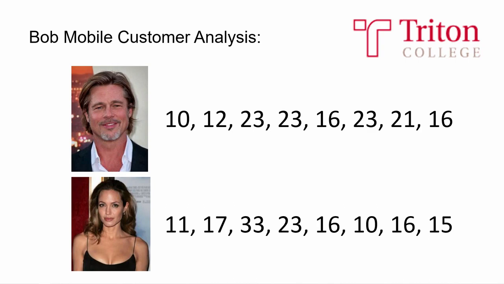So what we do is we said, all right, let's go in the computer and let's get all the bills for the guys and all the bills for the girls. And this is what we came up with. So here we got 1, 2, 3, 4, 5, 6, 7, 8. So we have 8 samples. So we have 8 bills for guys and 8 bills for girls.